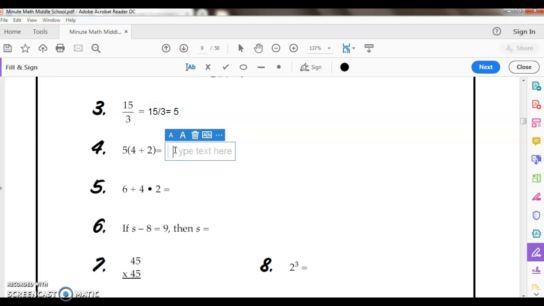So, this one, you could do it the easiest way, I would say. First we're going to add 4 plus 2, so it'll be 6, then multiply by 5. Because you don't want to multiply 5 times 4 and 5. It's better to just multiply it when it's a whole number. So 5 times 6 equals 30.